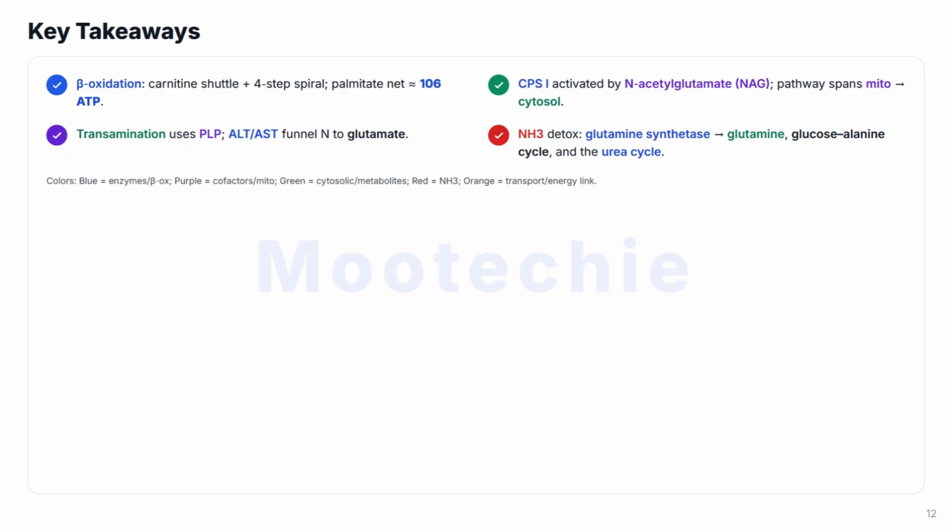A color guide is provided. Blue is for enzymes and beta-oxidation, purple for cofactors and mitochondrial elements, green for cytosolic metabolites, red for ammonia, and orange for transport and energy links. The slide is signed by MooTechie.